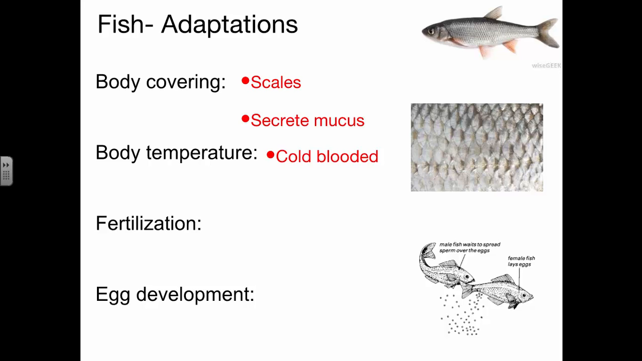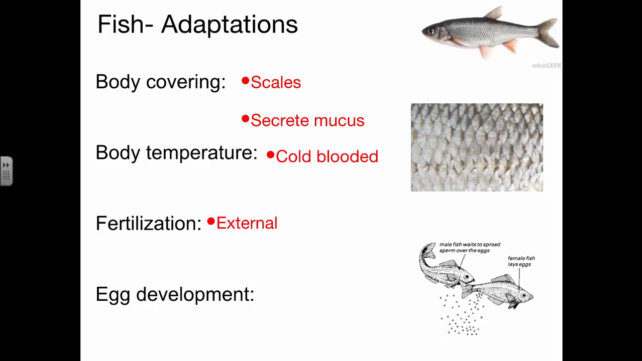Now, a human, on the other hand, is warm-blooded. Mammals are warm-blooded. We control our body temperature internally and keep it at a consistent rate. Cold-blooded animals, their body temperature depends on their surroundings. So that's what the difference is. Fish are cold-blooded generally.